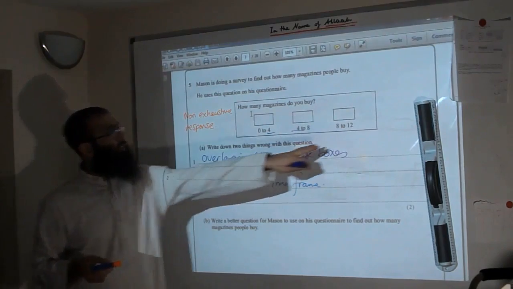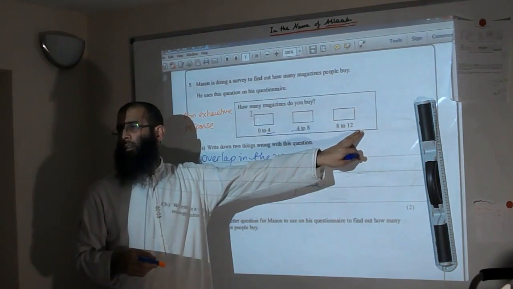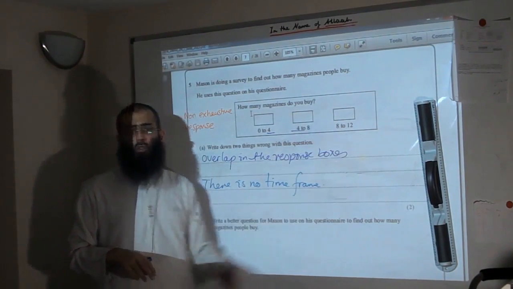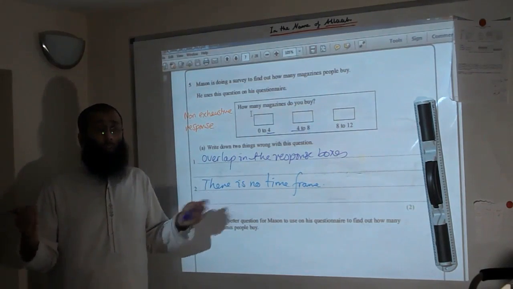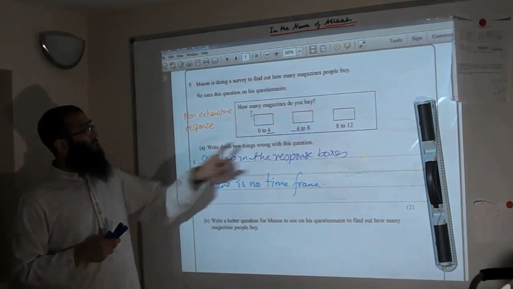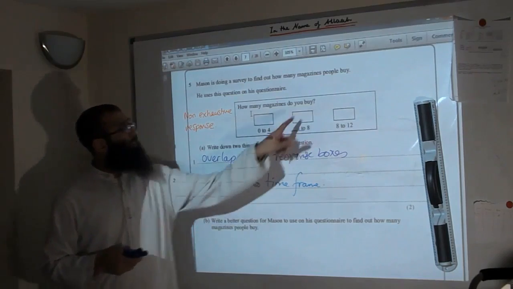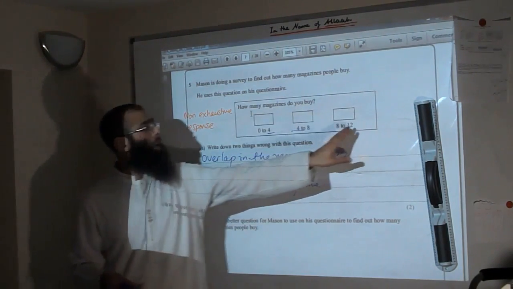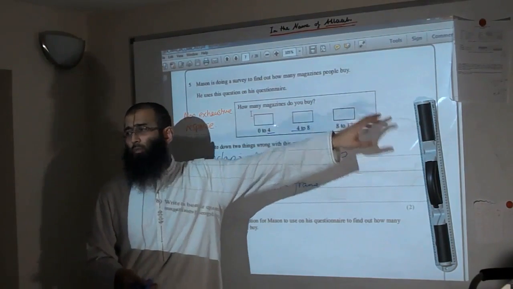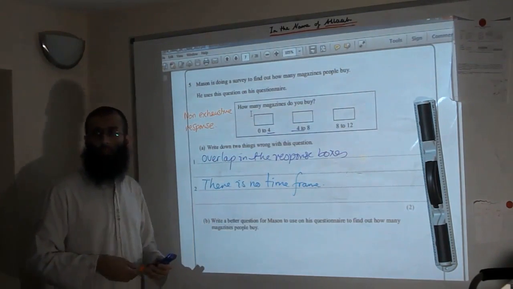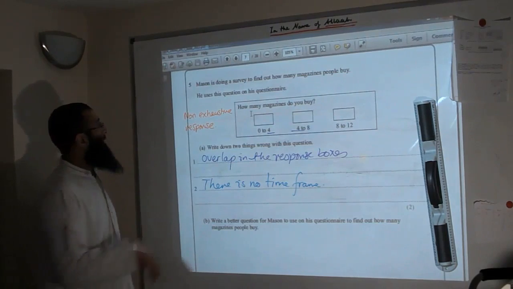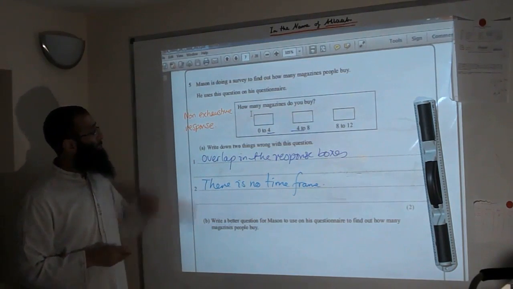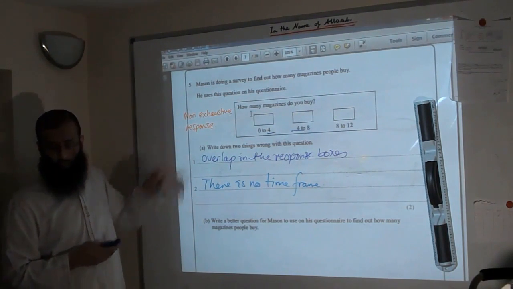Non-exhaustive response means you haven't given an answer for more than 12. So that's another mistake. You could do 12 plus, or more than 12. So there's overlap here. There's no time frame. They haven't asked you to buy over a week, over a day, over a month. And also there's no option for anybody who buys more than 12. Somebody's very sad, buys more than 12 in a month. Okay, non-exhaustive response. That's missing. So that's 1, 2, and that's a third possible answer.